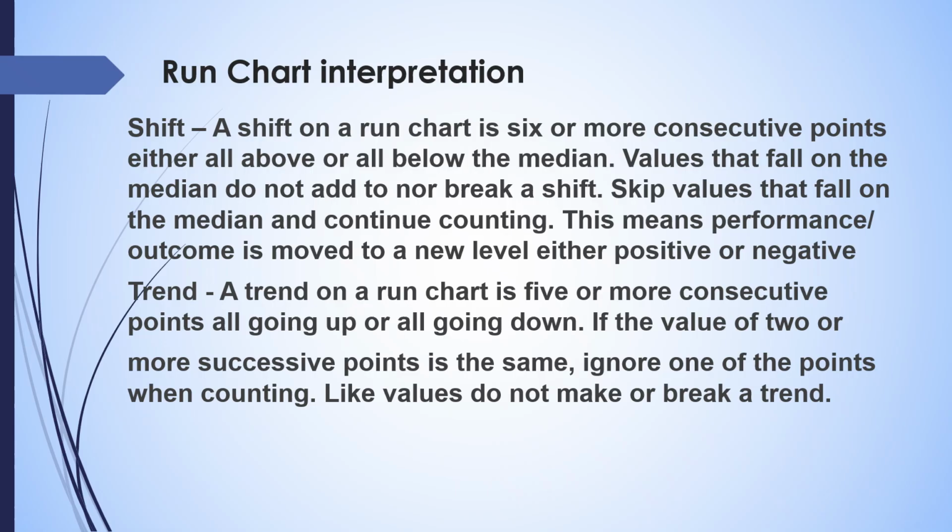Then a trend: a trend in a run chart is 5 or more consecutive points all going up or all going down. That is called a trend. Here you ignore one of the points when counting. If the value of 2 or more successive points is the same, ignore one of the points when counting. Like values do not make or break a trend. The points that touch the median will not count in a shift. In a trend, the same values will not be counted.